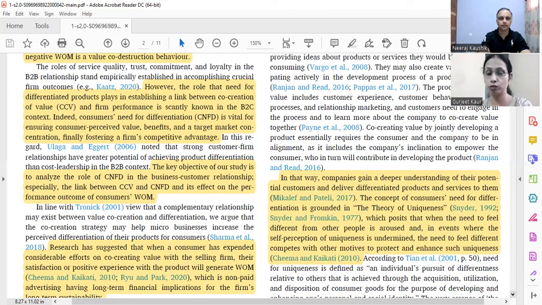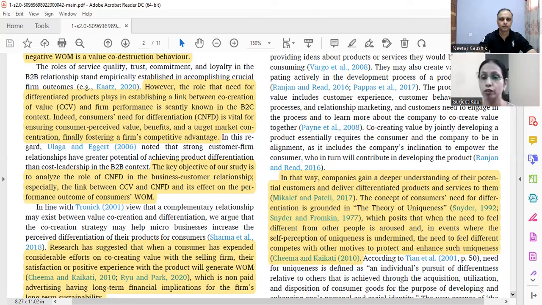Now this theory of uniqueness actually supports the objective of our study, because we say that uniqueness would come from the co-creation of value. Only when you are co-creating value, in that process you can get a differentiated, very distinctive product. The theory of uniqueness also says, and I read again, the need to feel different competes with other motives to protect and to enhance such uniqueness. So you want to protect the uniqueness and enhance it.